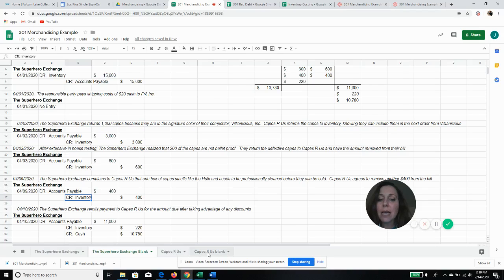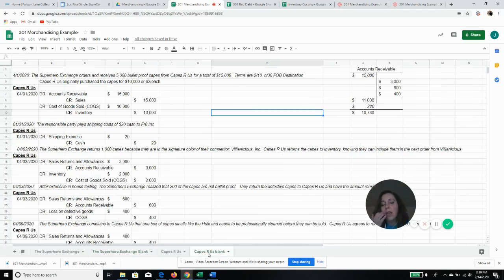From the seller's perspective, the first journal entry is always the same. So regardless of why goods are being returned or if we give an allowance, we're always going to debit sales returns and allowances and credit accounts receivable. That part's always the same. But the second entry is going to change. If the buyer returns goods that we can put back into inventory and resell to someone else, we debit inventory, credit cost of goods sold.